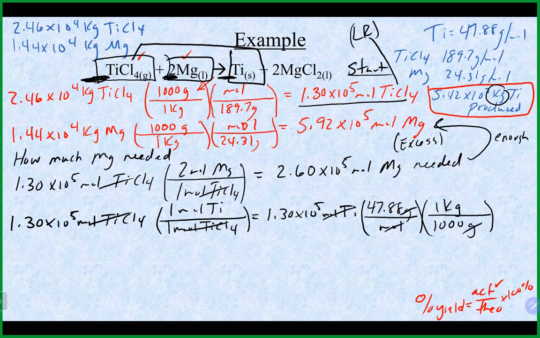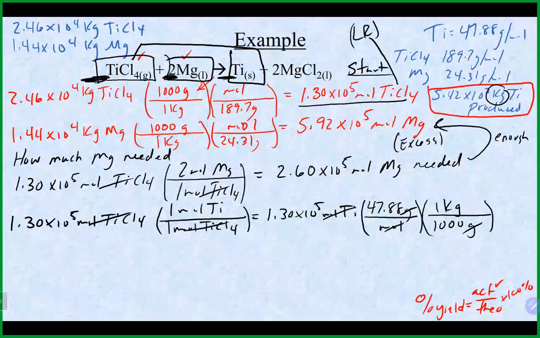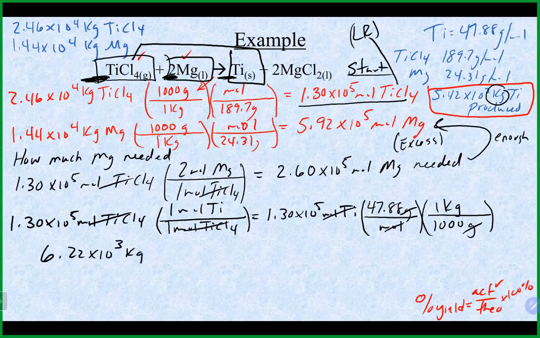So taking 1.3 times 10 to the 5th times 47.88 divided by 1,000. I feel like I missed a number there. Let me try that again. 1.3 times 10 to the 5th times 47.88 divided by 1,000. That is going to get me 6.22 times 10 to the 3 kilograms of Ti. That would be my theoretical yield.